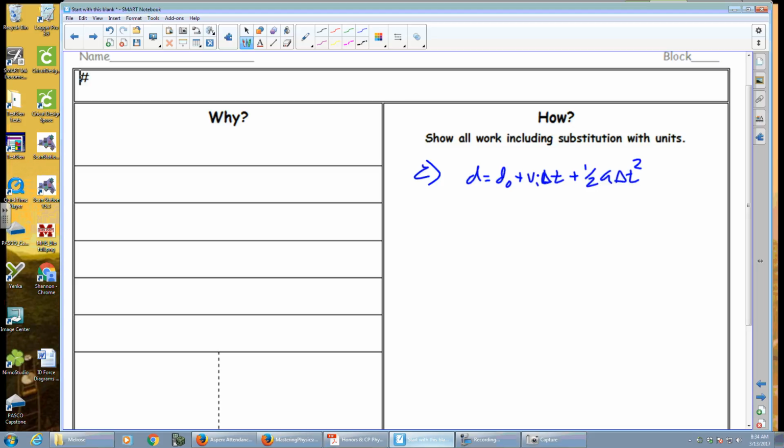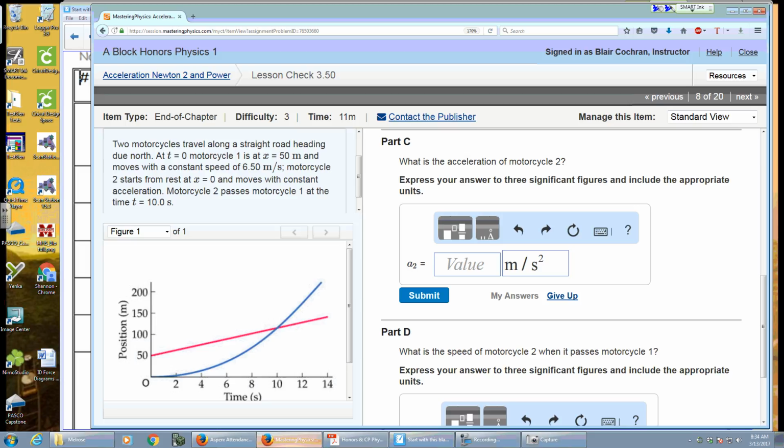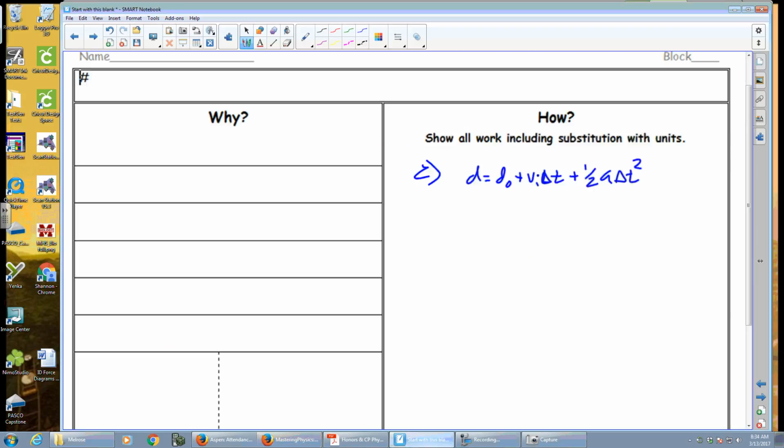And now I know everything in there except for A. I figured out in part B that they passed at, in my case, 115 meters. That's where they met up at. So that's my D, 115 meters. My D naught, well, it started at 0, so that's going to be 0. My V initial, it also started at 0, so that's going to be 0. Hey, that's a piece of cake. 1/2 A, and they tell me my time. For me, it's 10 seconds. And so I get an acceleration.